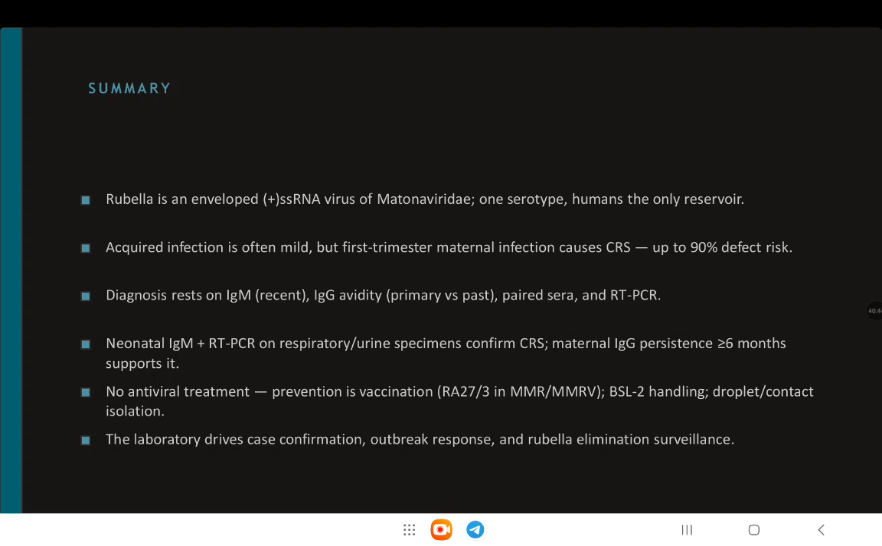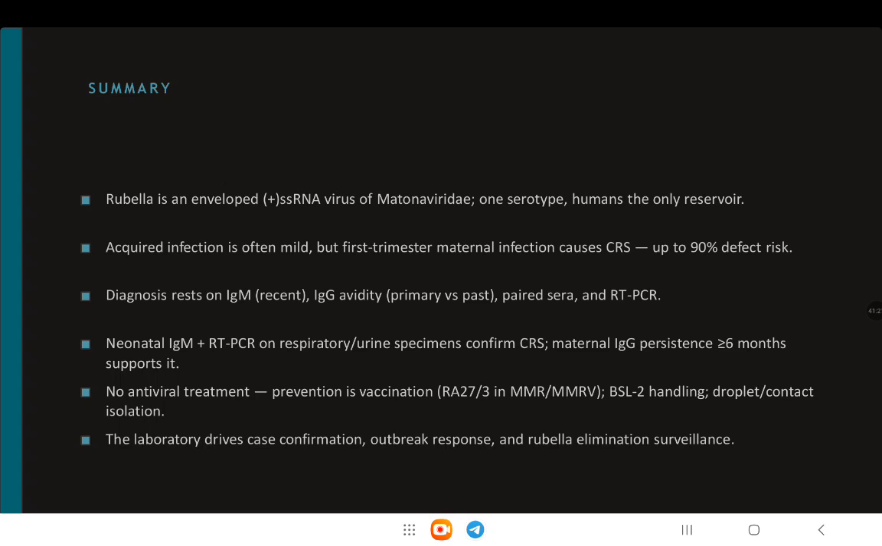This is all of the rubella. We can summarize the information in this lecture: rubella is an enveloped positive single-stranded RNA virus belonging to the family Matonaviridae, and humans are the only natural reservoir. There is only one serotype, making vaccination highly effective. Rubella infection is usually mild, but infection during the first trimester of pregnancy can cause congenital rubella syndrome, leading to serious birth defects.